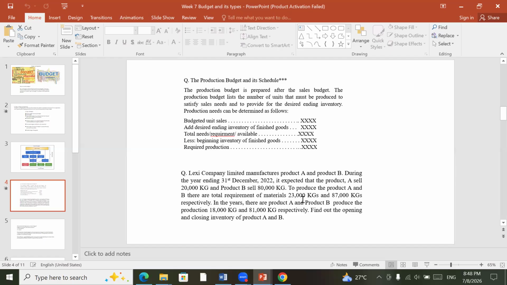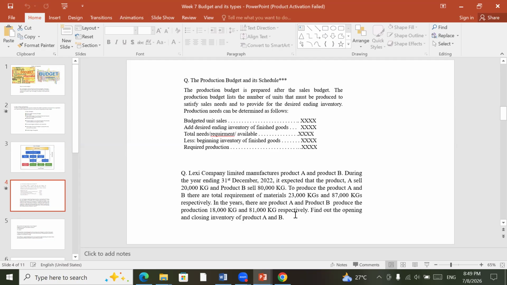So you have to minus from the sale. A sale 20,000 kg, A total requirement 23,000 kg. So minus, if you make a balance, 3,000 kg, so ending inventory 3,000 kg for A. And B will be 87,000 minus 80,000, so 7,000 kg. So ending inventory of A and B is 3,000 and 7,000 kg. Okay.